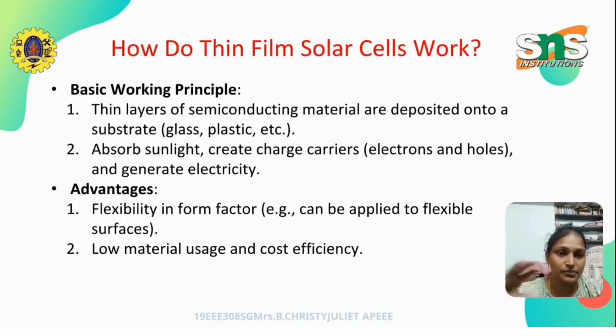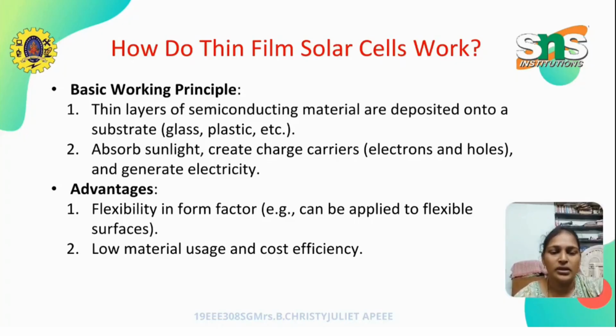coating, glass material, because the substrate will increase the grasping of more sunlight. So the glass or the plastic will enhance the sunlight absorbability, the possibility for sunlight to be absorbed more, and the substrate will allow the sunlight to flow through it, and hence the thin layers of semiconducting material will absorb it, and the electrons within it can get excited, and hence the current starts to flow.